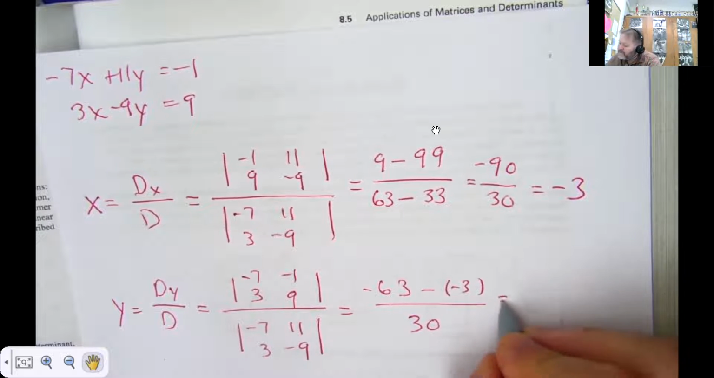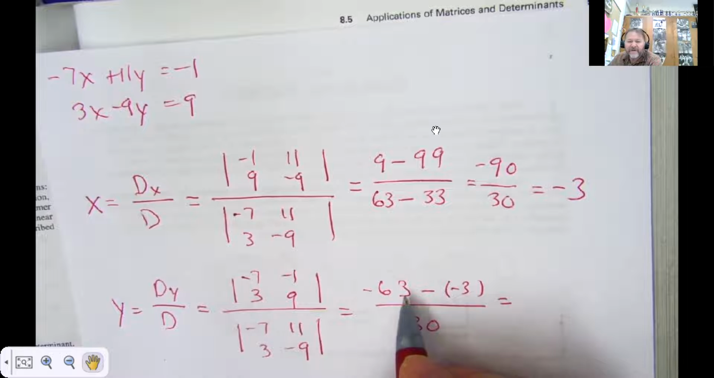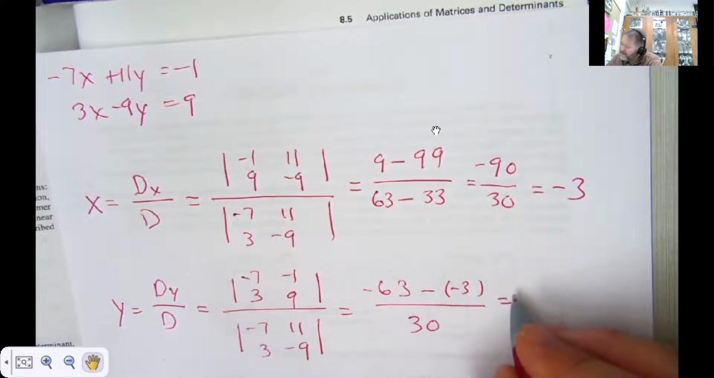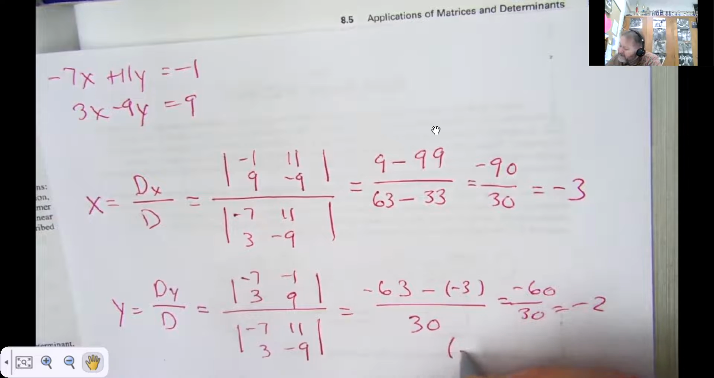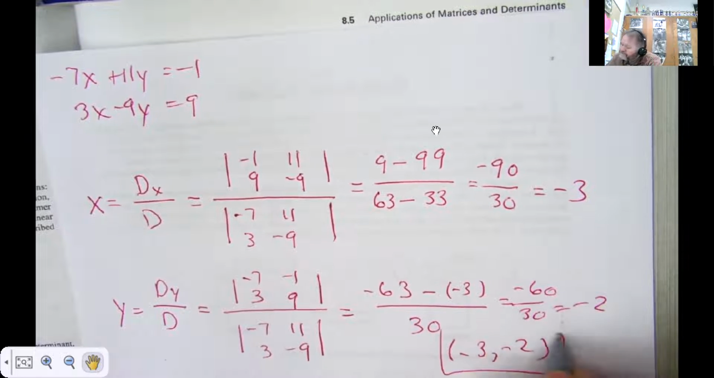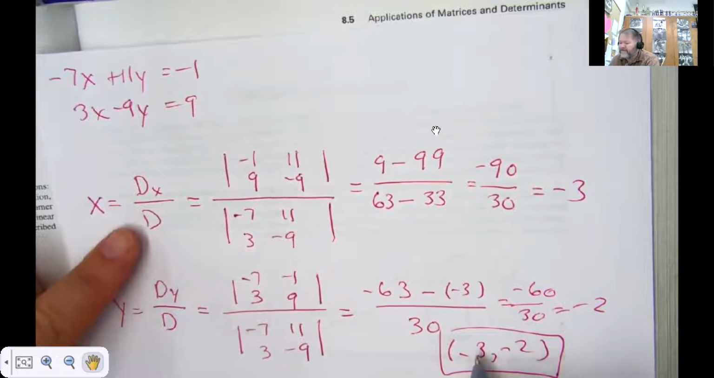I'm going to leave it up to you what you want to do. But here we go. It's going to be negative 63 plus 3 is negative 60, over 30, which is negative 2. So my solution is negative 3, negative 2. And you can always put it back in and check.